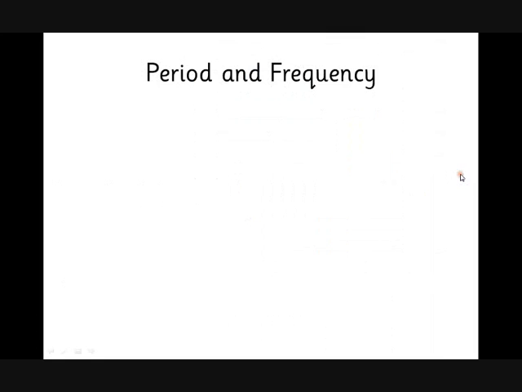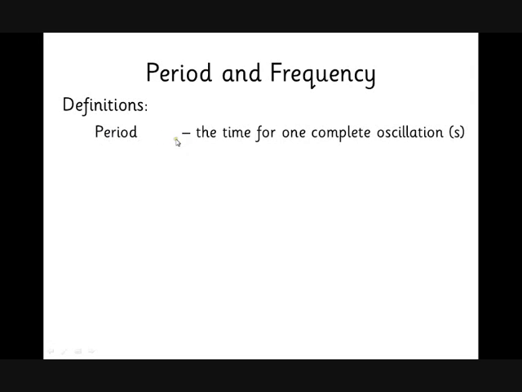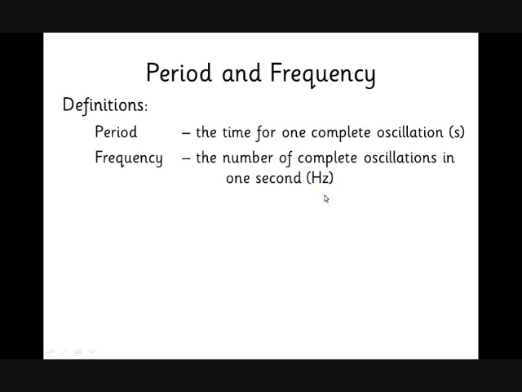Okay, last part of this is to relate the period to the frequency. If you understand those two terms, it shouldn't be too hard. So we need to get our definitions right. The period is the time for one complete oscillation. Be careful here, that's there and back, that's one oscillation. And the frequency is the number of oscillations that we get in 1 second.